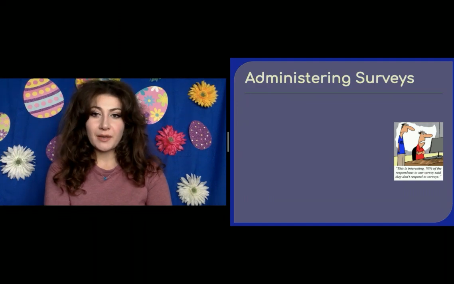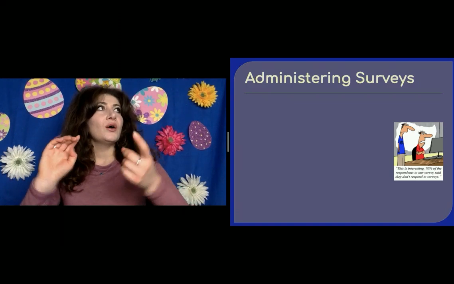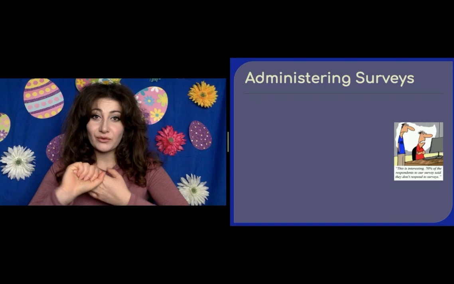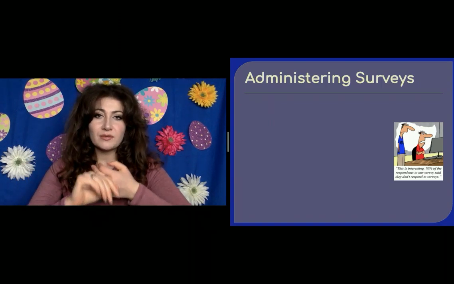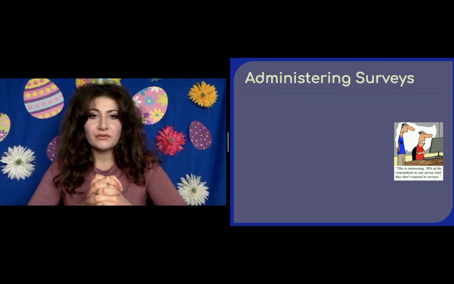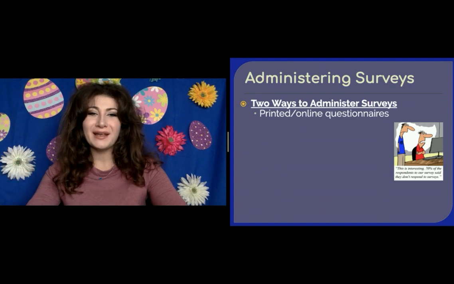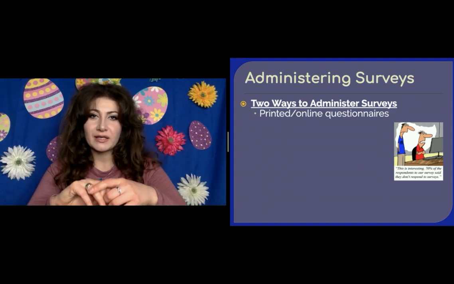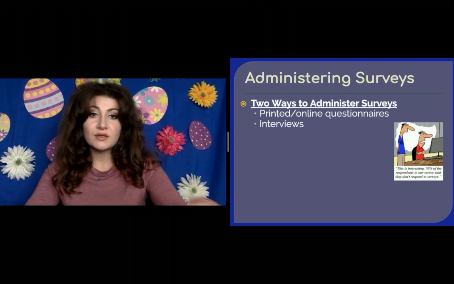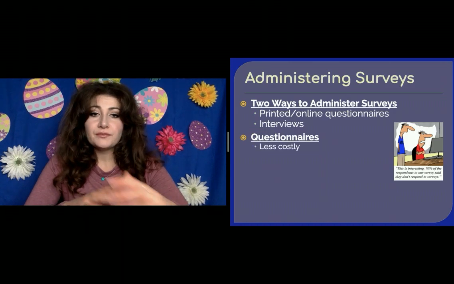And so now let's talk a little bit about how we administer surveys. So basically we talked about what a survey does. We talked about the best practices for writing your own survey. We talked about the types of research questions a survey can answer. And so now, how do we actually get participants for our surveys? Well, there are 2 main ways that we talk about administering surveys in the field of UX research. There are printed or online questionnaires, or we can do them in person like an interview.